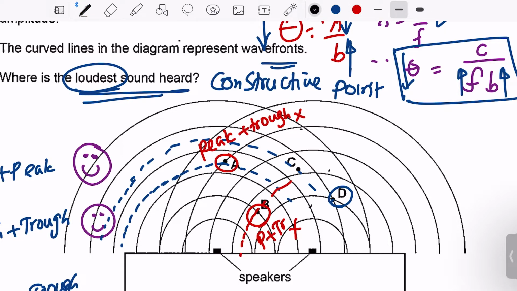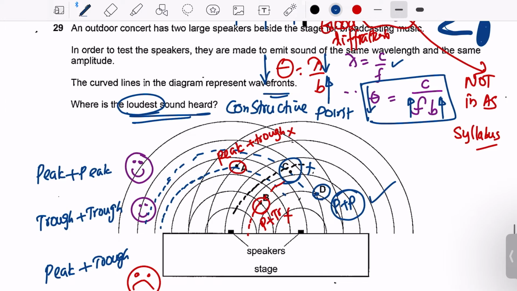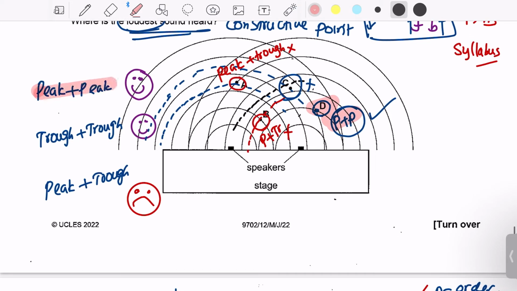The problem is C is neither trough nor peak. Again, it is not a clear place. I mean, it is not a good place. But if you look at D, this is peak plus peak. That is very good. That's a constructive place. So the answer has to be D. Answer is D for question 29. See, peak plus peak is good. Trough plus trough is good. Those are our constructive places. Peak and trough is bad. So you get answer D.